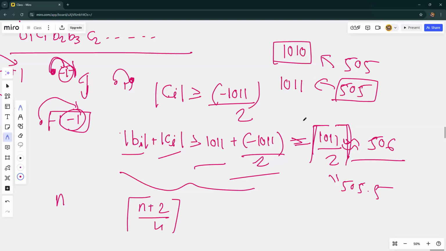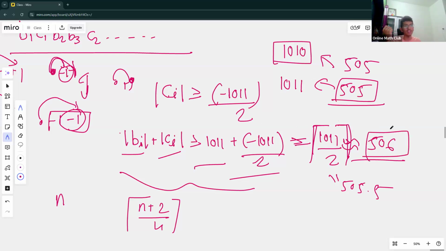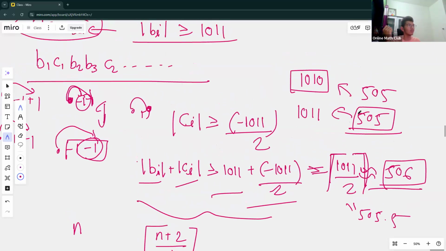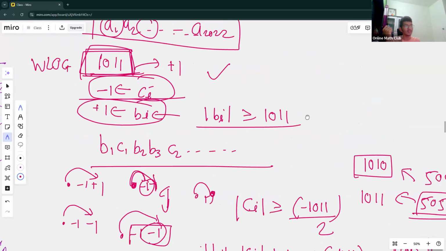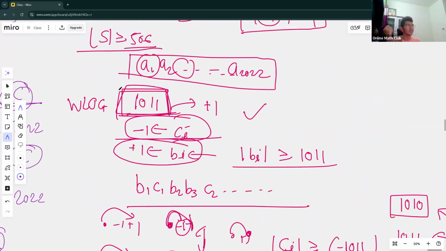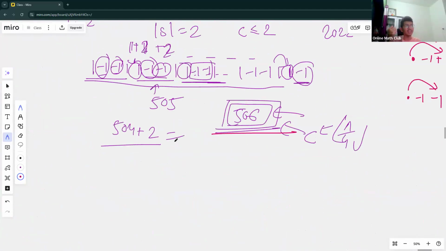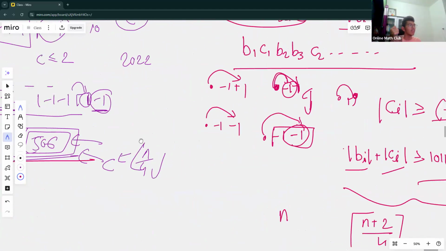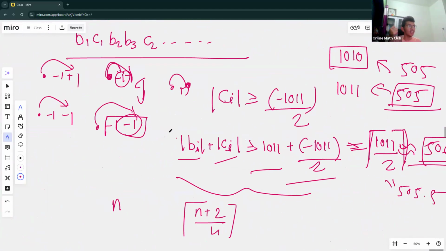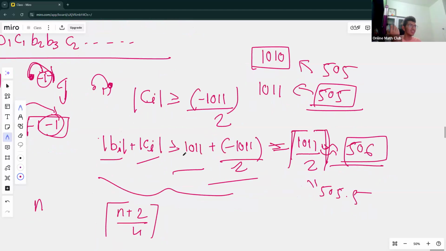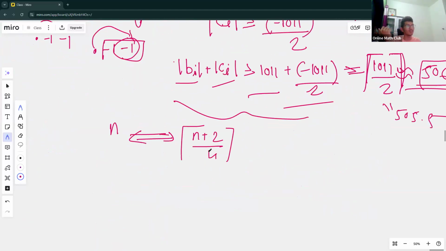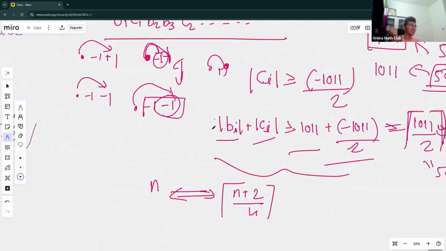Yes. The answer can be 505 or 506, but we already have a construction for 506, right? So that's why the answer should be 506. And if you consider general n, I read in the EGMO that the general answer comes out to be the ceiling of (n+2)/4.